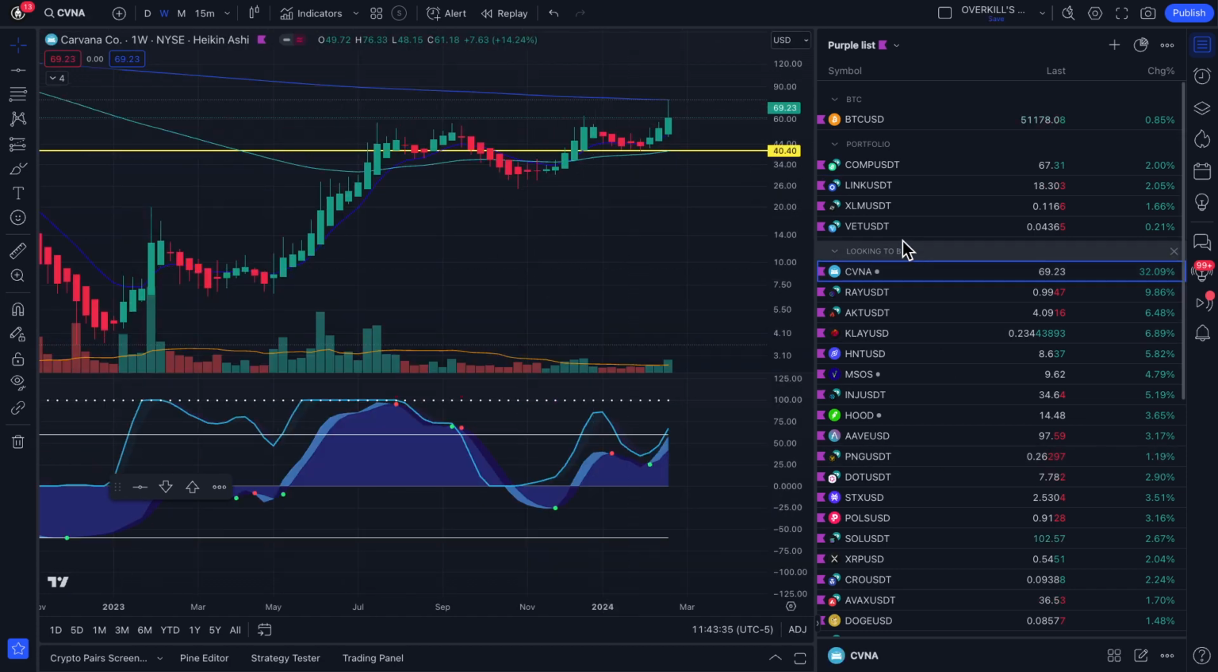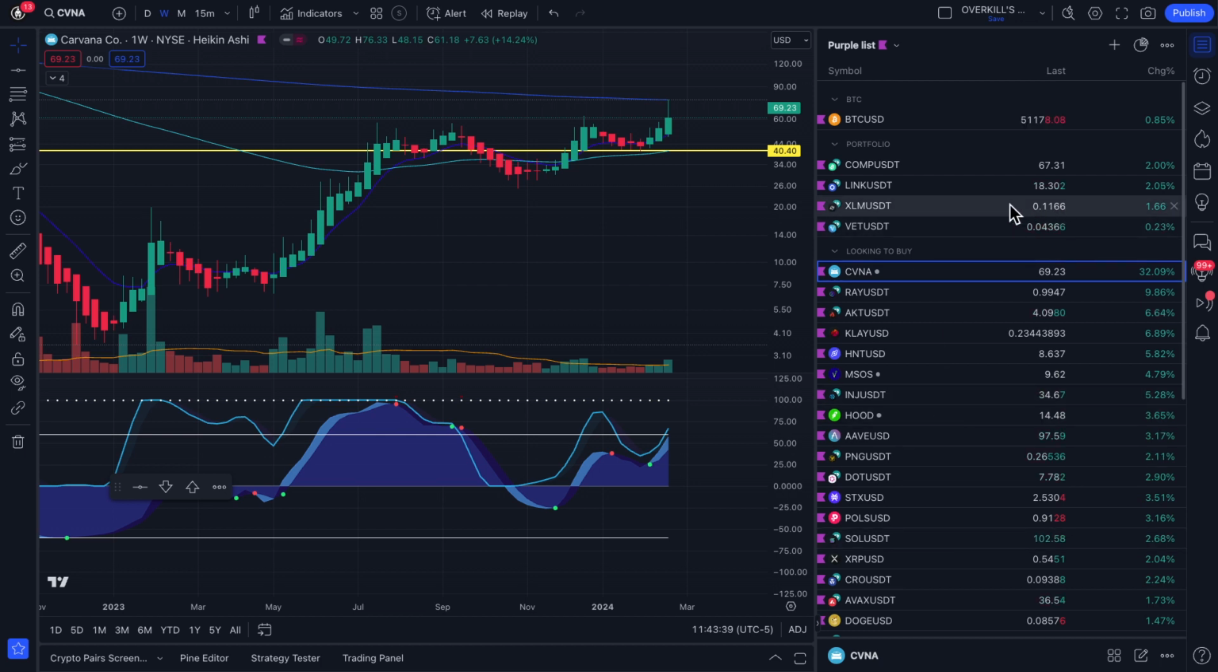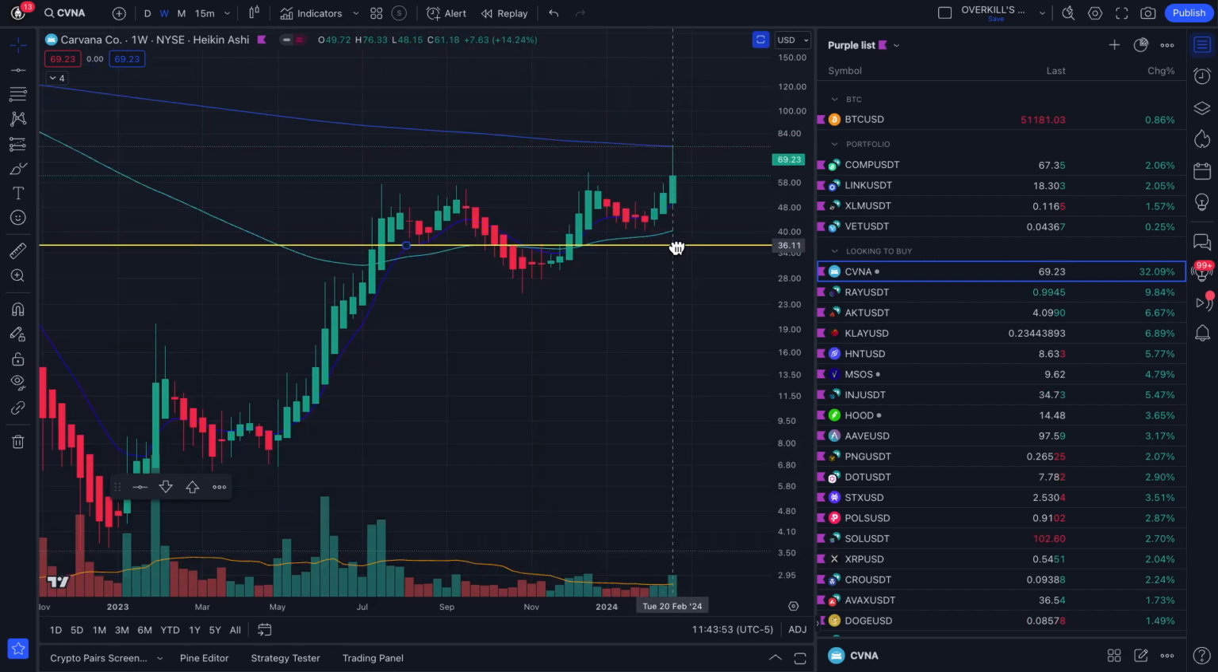So this list here is the looking-to-buy names. These are names on our watch list we're looking for entries on. We're looking for buys close to that 50-week moving average. So this is Carvana. Great earnings. They reported earnings and they killed it. They were up 32%. So we were entering on this one right around here at 40. That was our stop loss.